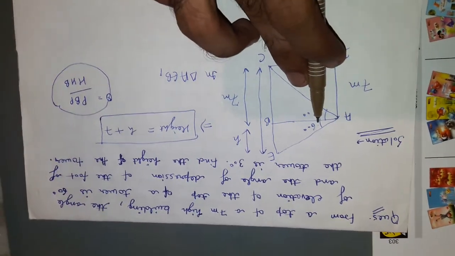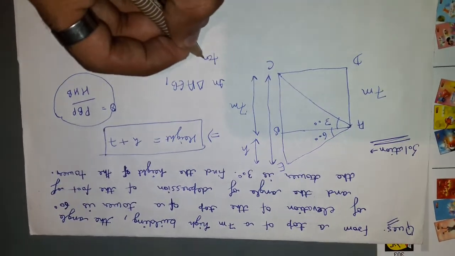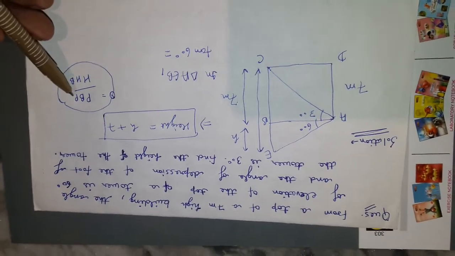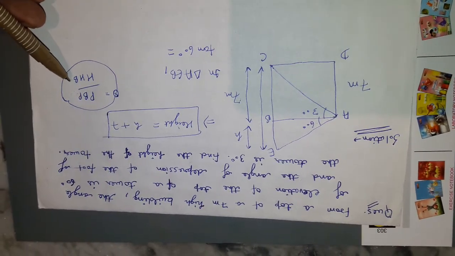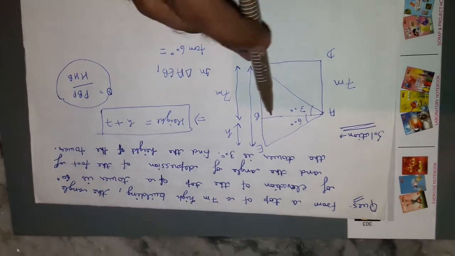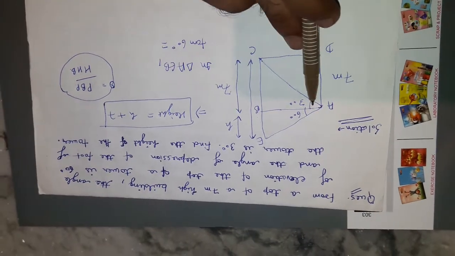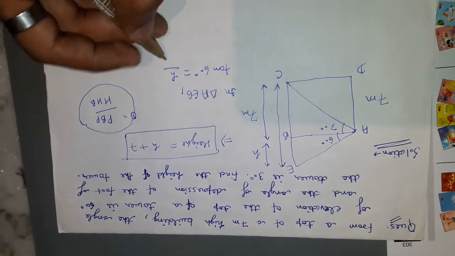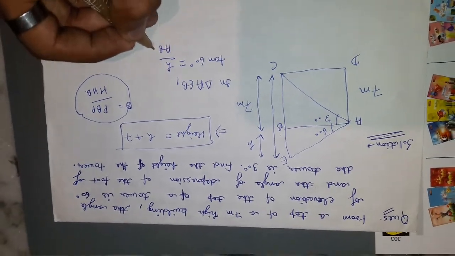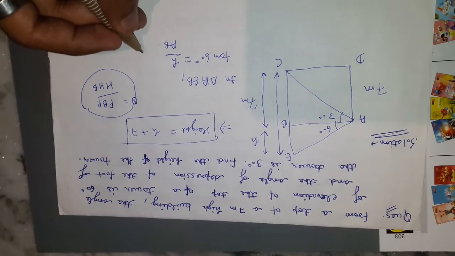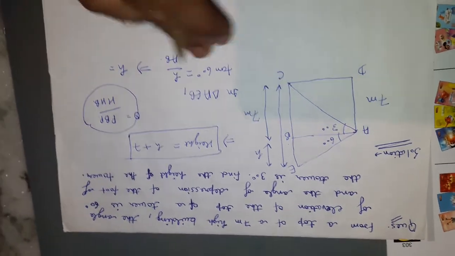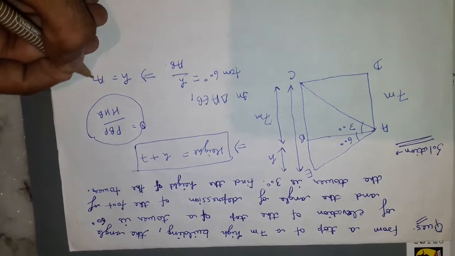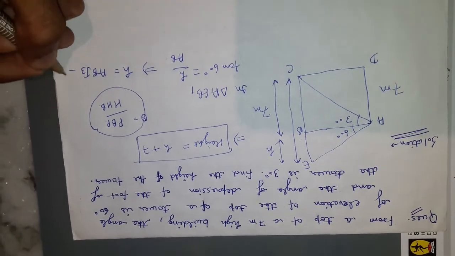For this 60 degrees, tan 60 degrees is equal to, tan means perpendicular upon base. What is the perpendicular? This h. And what is the base? AB. So we can write h upon AB. From this, h is equal to AB times tan 60 degrees, which is root 3. So h equals AB root 3. This is equation 1.